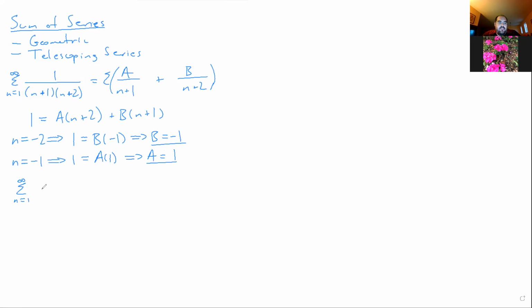All right, so now we can look at this series like this: from n=1 to infinity of the sum of 1 over (n+1) minus 1 over (n+2). So we've re-expressed our sequence. Where can I go from there?